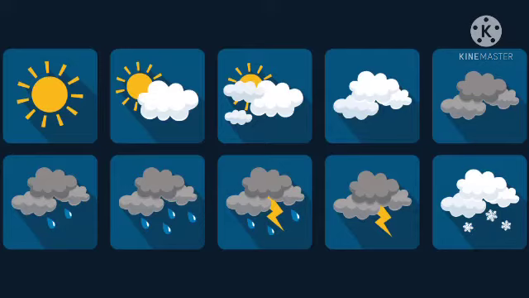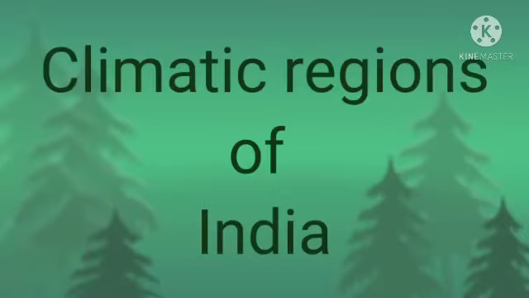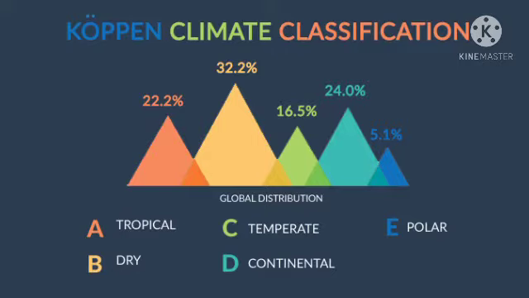So students, in the previous video we studied the climate in India, in which we studied the monsoonal climatic condition in our country. In that same series, today we are going to study the climatic regions of India, which are divided by Köppen and Thornthwaite. Köppen we have already studied, but we will give a short revision of Köppen's scheme first.